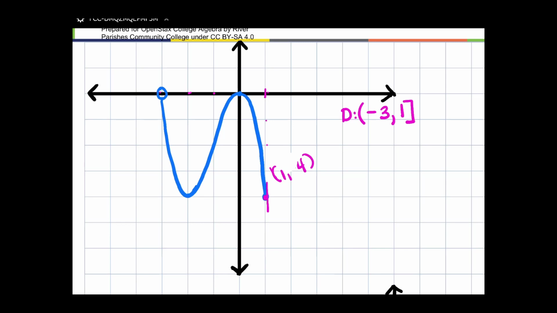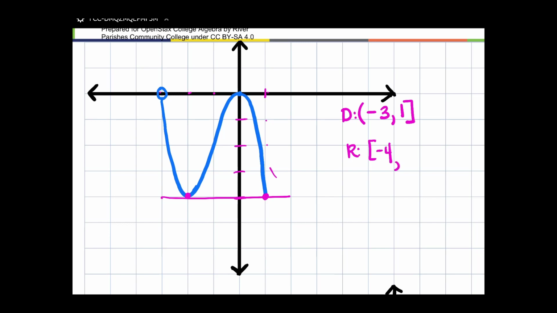For the range, we're going to go from the bottommost point to the topmost point and get the y values from those. So the bottom of the graph is here. So y at that place is -4. And it includes the -4 because I'm looking at both points. It hits it twice. Both of those pieces of the graph actually hit -4. So we're going to use a bracket for that.